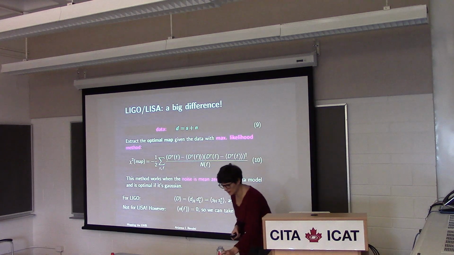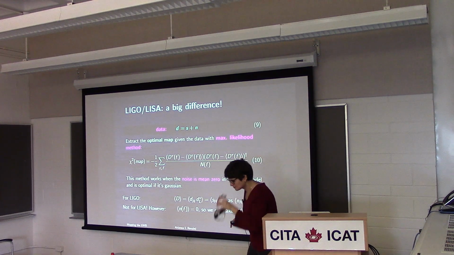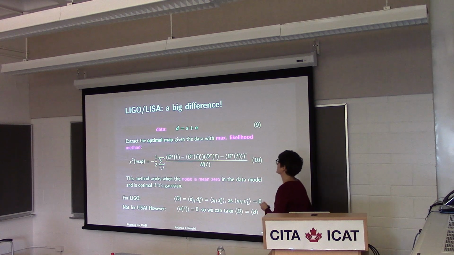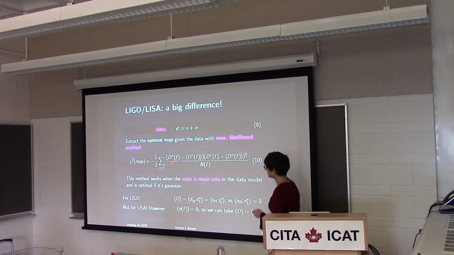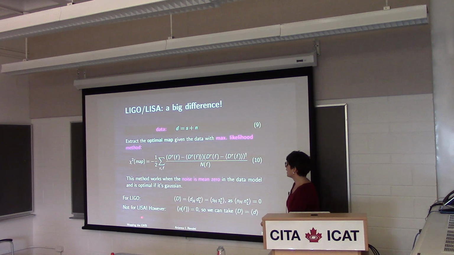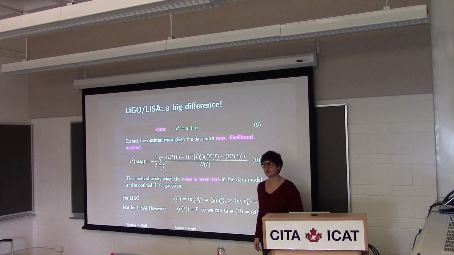Now we can say this a little bit more efficiently, like so. Let's say this is our data model. Our data has some signal component and some noise component, and we want to extract the optimal map, just like we did before, by minimizing this chi-square. But this method only works if the noise is mean zero in the data model, which we literally assumed for LIGO. We were just assuming that the cross-correlation of the noise for Hanford and Livingston, on average, or rather the ensemble average, was zero, which is really not the case for LISA, right? We know this for a fact.